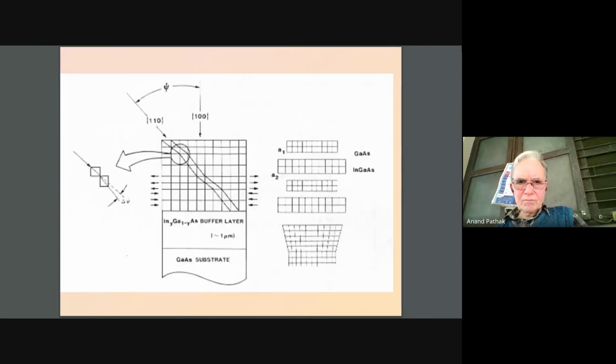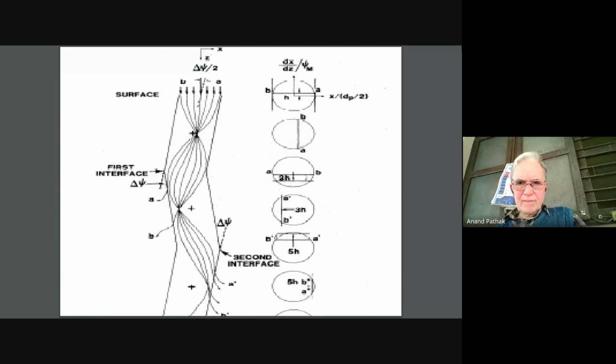Here, for example, there are two layers. This is one and this is another one. The gallium arsenide layers alternate, and when you do the back scattering, then you get the strain. If there are many layers, then some kind of resonance scattering can take place.